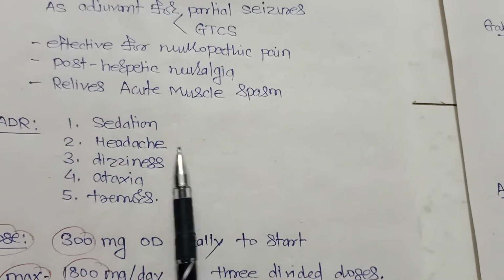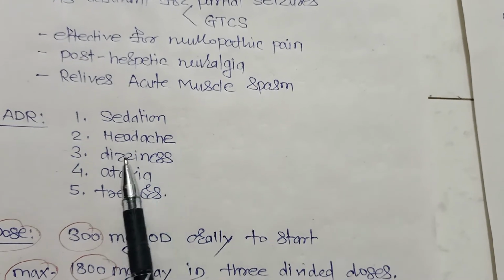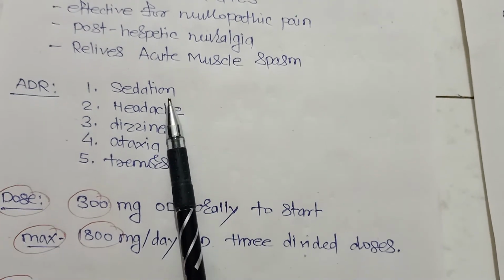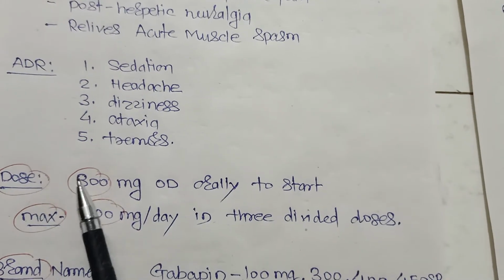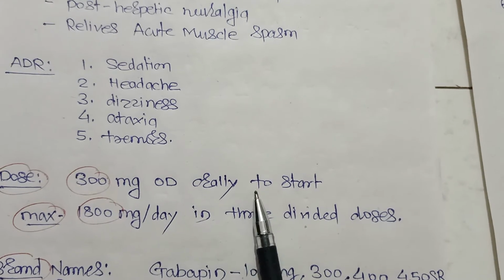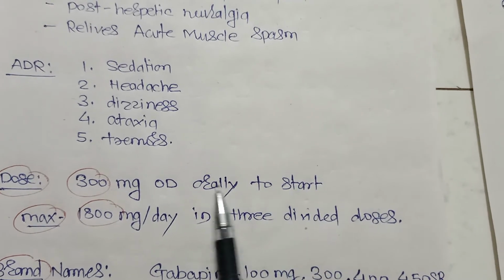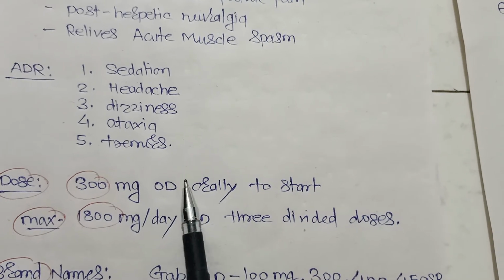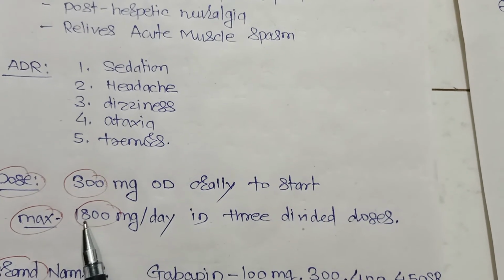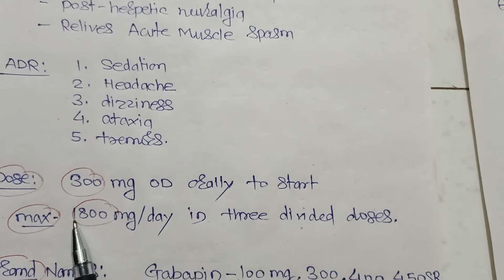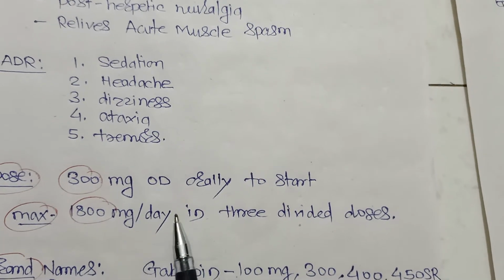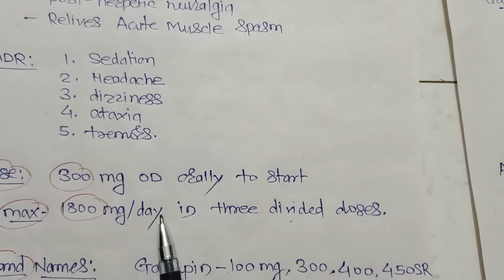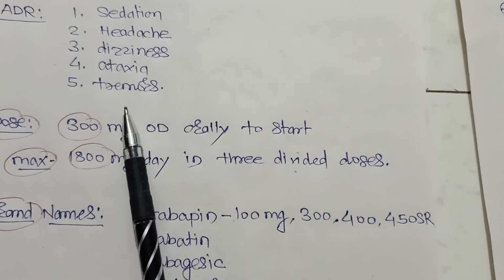Adverse effects include sedation, headache, dizziness, ataxia and tremors. Dose is very important. Initially you start with 300 milligram orally once daily, and you can increase the dose up to 1800 milligram per day in 3 divided doses.